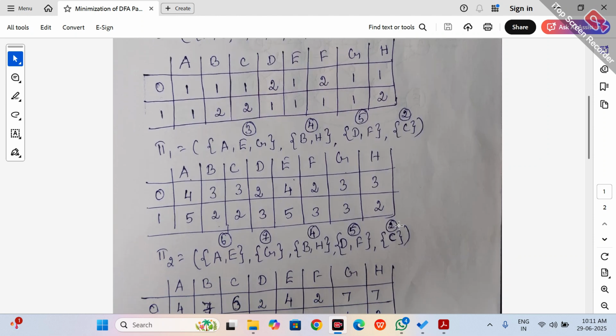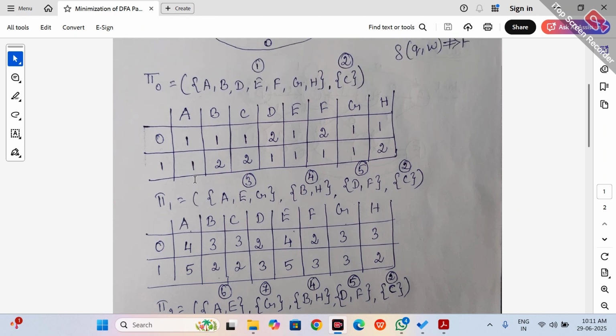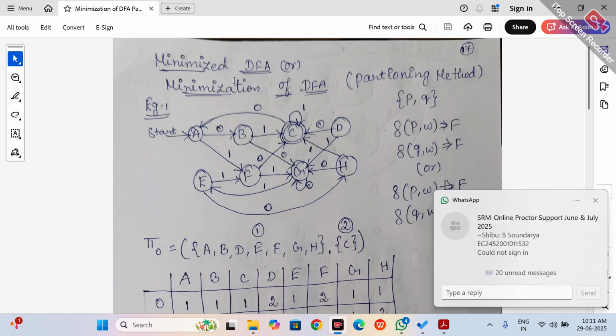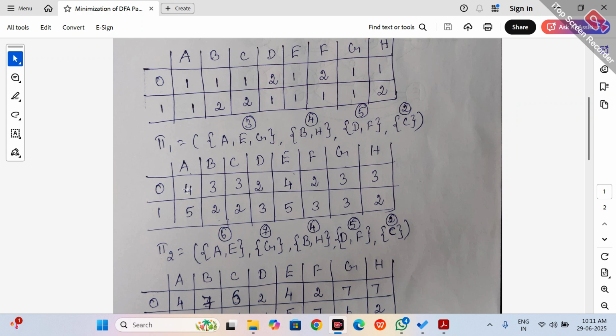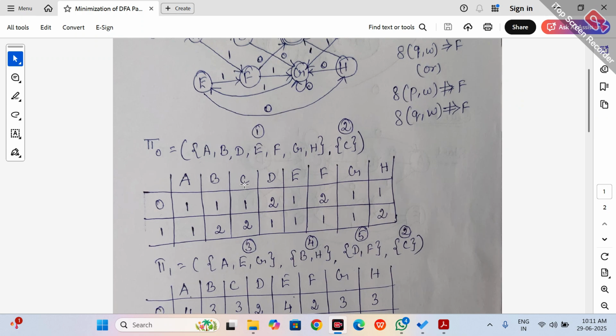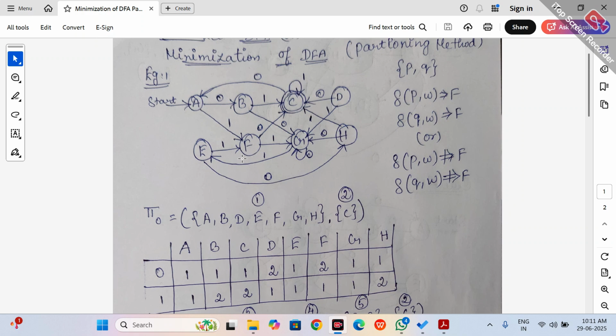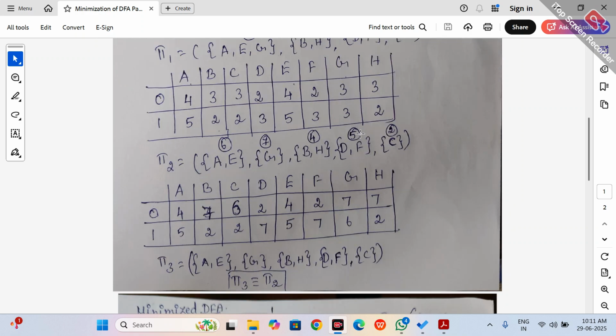Now repeat the same step. Draw the table. The rows contain the inputs 0 and 1. Here the columns contain the states. Now check the transition for the input 0 for the state A. From state A, on input 0, it goes to B. Now we check which group B is in. B is in the fourth group. So here we can mention it as 4. Now for A, input 1, it goes to F. F is in the fifth group. So here we can mention it as 5.